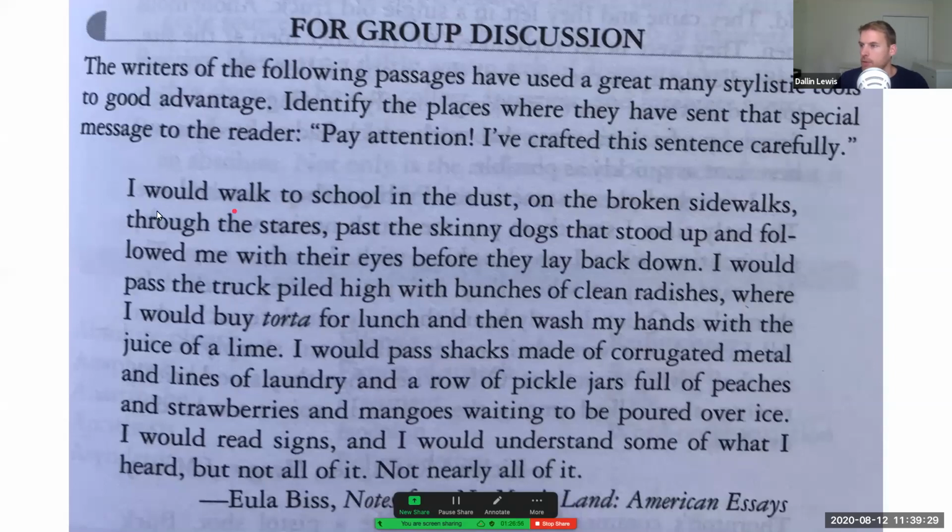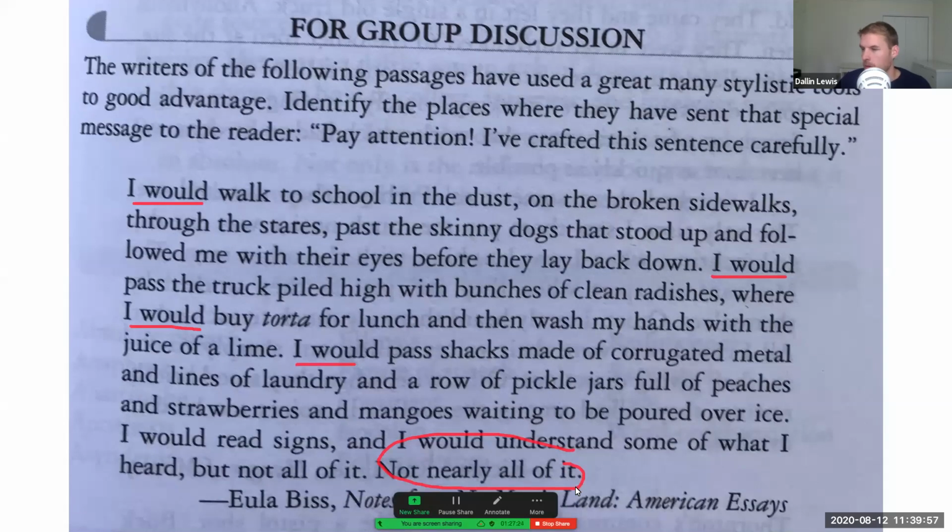Okay, a couple things I noticed. In this first sentence, we have asyndeton, where there's a series of items in a list, but we're not getting the coordinating conjunctions. We also have the repetition of the "I would" that comes up frequently throughout this passage. And we also have down here the sentence fragment. "I would understand some of what I heard, but not all of it." Period. "Not nearly all of it."